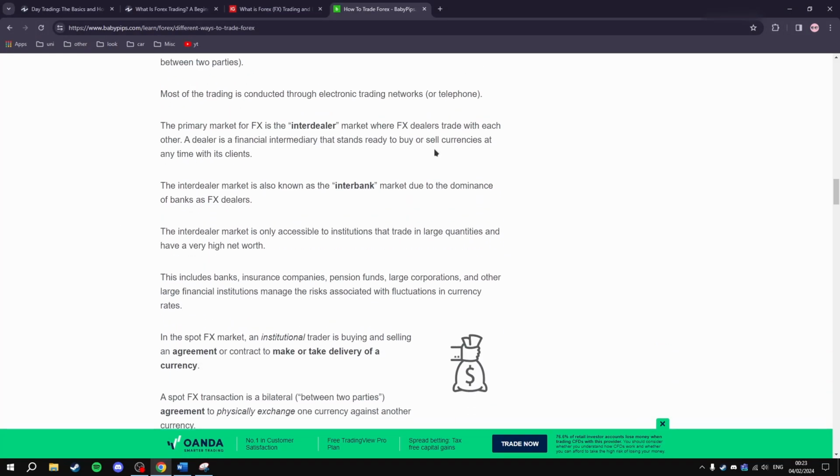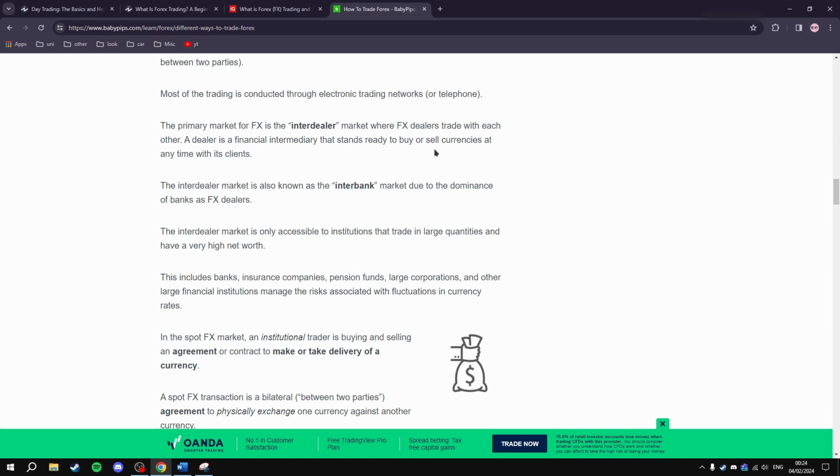Most of the trading is conducted through electronic trading networks or telephone. The primary market for FX is the inter-dealer market, where the FX dealers trade with each other. A dealer is a financial intermediary that stands ready to buy or sell currencies at any time with its clients.